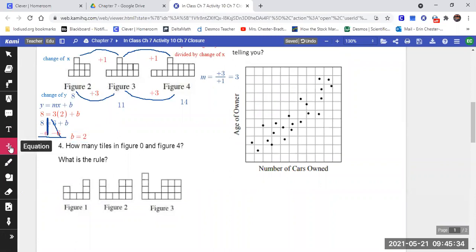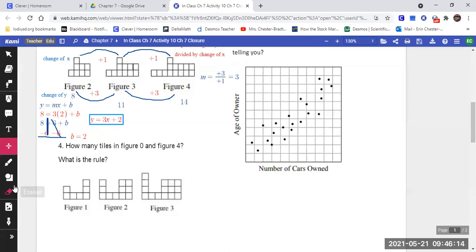So we're going to pull our stuff together. We know an M now. We know a B. So Y equals, what was our M? 3X. What did we just figure out the B was? What am I going to put after the 3X for my B? I need a sign. Plus 2.